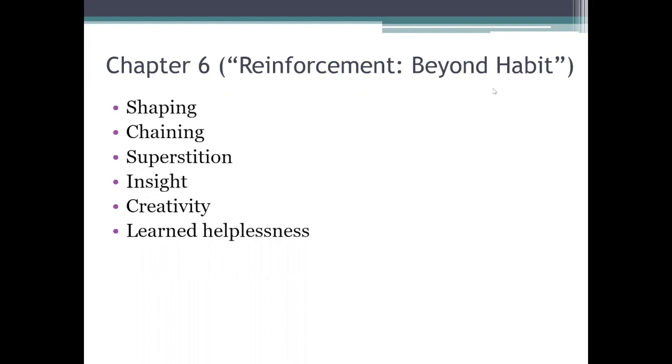Now, the title of the chapter is Reinforcement Beyond Habit. So I guess the common thread here is that these are all things that people sometimes claim that reinforcement can't account for, even though it actually can. But anyway, 6 main topics in this chapter, as you can see here, and they're all related in some way to reinforcement, so that's why they're worth spending a bit of time on at this point in the course.